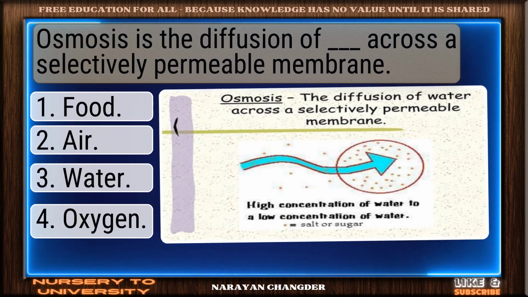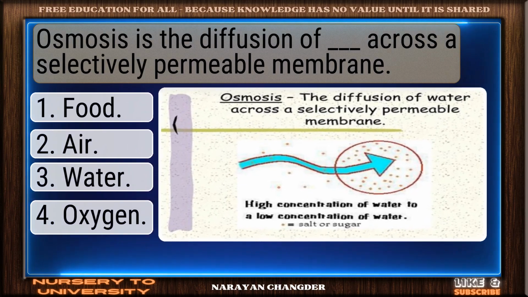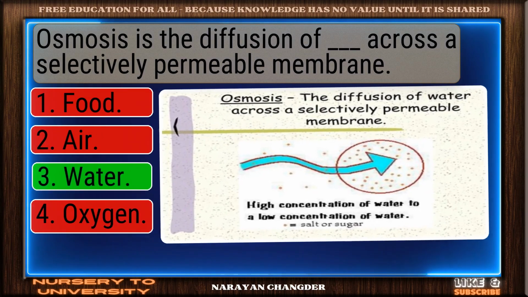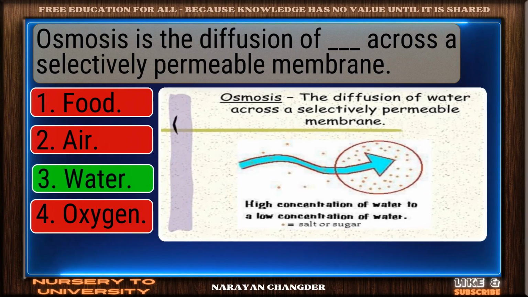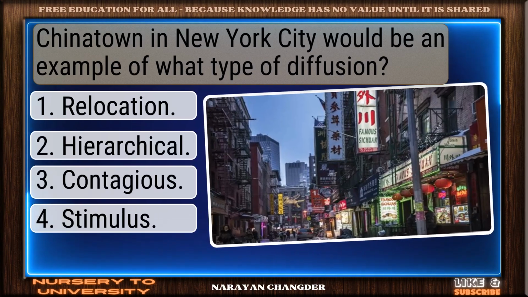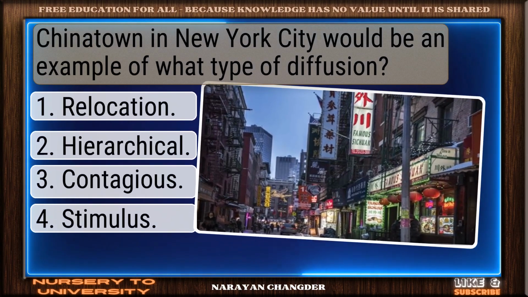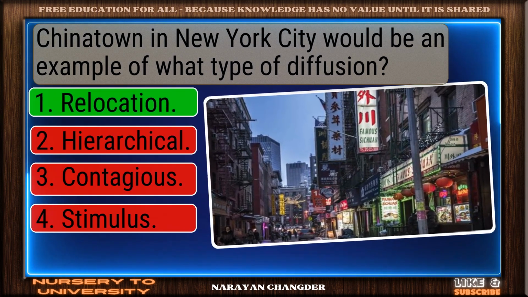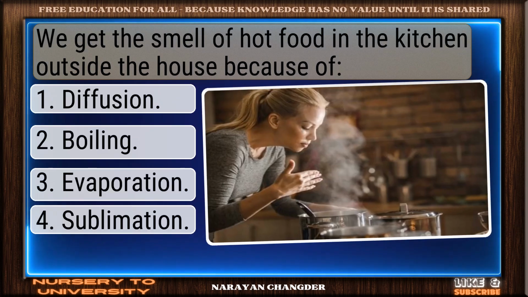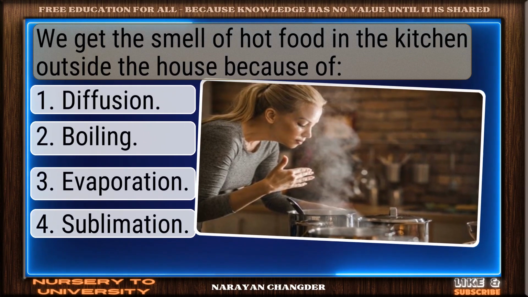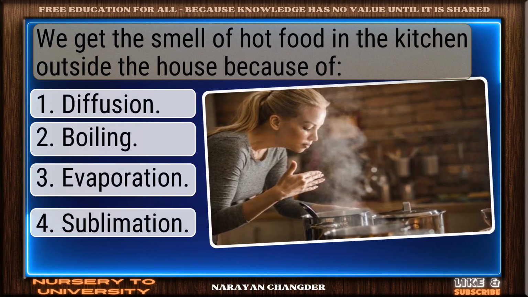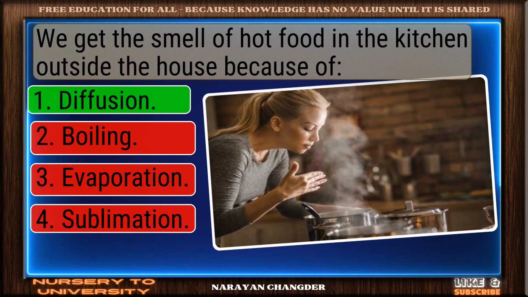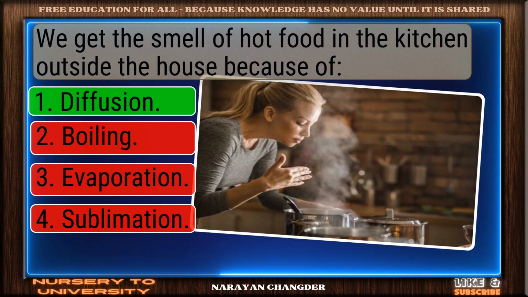Osmosis is the diffusion of dash across a selectively permeable membrane. Clear logic. Your choice, water, is sound and 100% true. Chinatown in New York City would be an example of what type of diffusion? Bravo, relocation is the answer. We get the smell of hot food in the kitchen outside the house because of? Strong choice. Diffusion is the right answer.